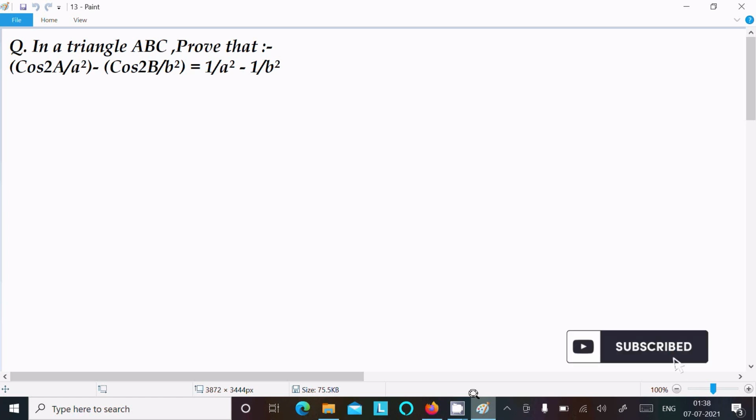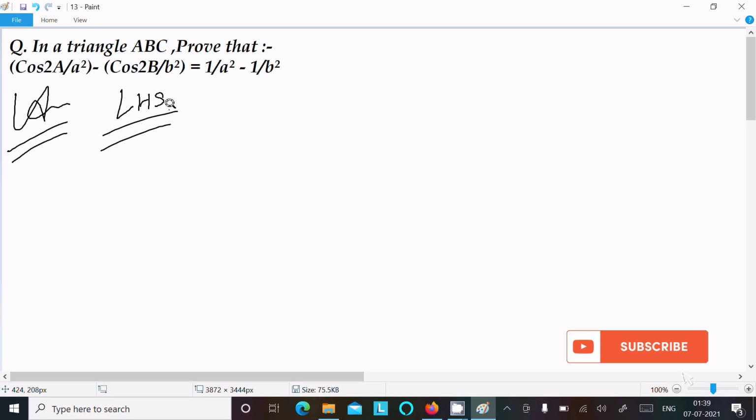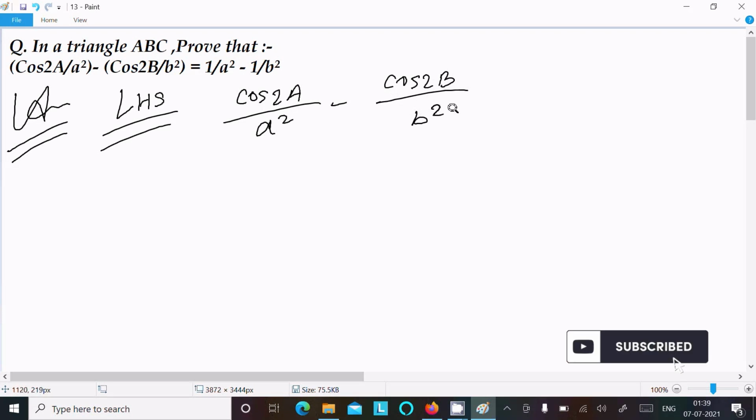In this video lecture I am going to prove that cos2A divided by A square minus cos2B divided by B square is equal to 1 by A square minus 1 by B square. So let's see the answer. First I am going to write the LHS, left hand side: cos 2A divided by A square minus cos 2B divided by B square.